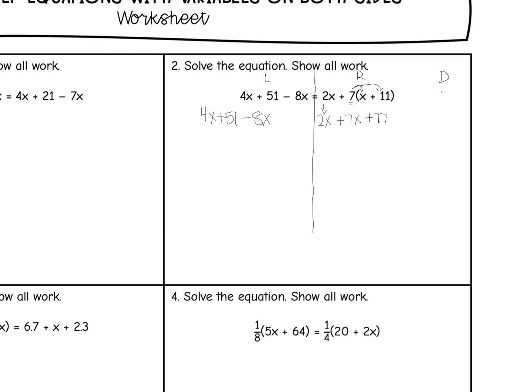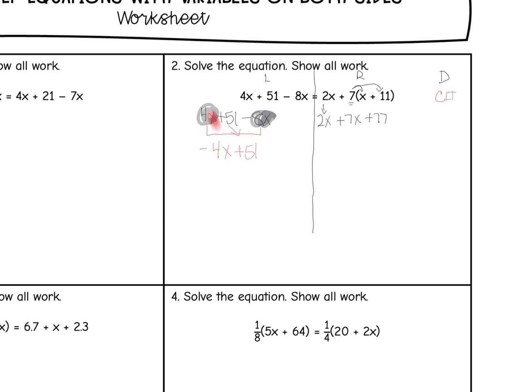Then I have my next step, which is combine like terms. Remember, combining like terms is on the same side of the equation. So the first thing I'm going to do is look at the left-hand side of the equation. Are there like terms? Well, I have an x here, and do I have another x here? I do. So these are like terms. I'm going to combine them. So 4x minus 8x. 4 minus 8 is a negative 4x. And right now I have nothing to combine with that positive 51, so I'm going to bring it down.